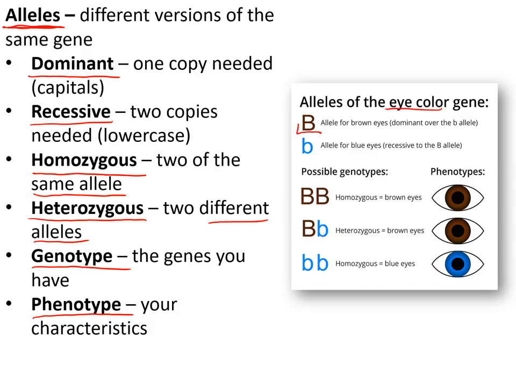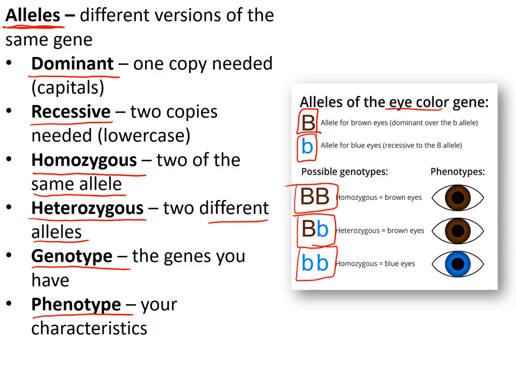The capital B is the dominant one for brown eyes, and the lowercase b is the recessive one for blue eyes. And there's a few possible combinations. So this person is homozygous dominant and has brown eyes because they've got a copy of the brown eye gene. The second person is heterozygous with two different alleles, but still has brown eyes. So the phenotype is still brown because they've got one copy of the dominant brown eye gene.